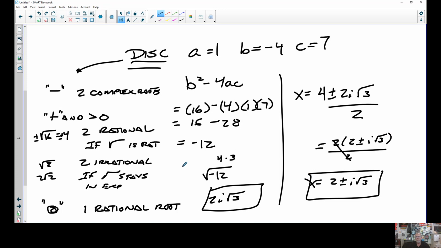Again, they could ask you to find the discriminant value. Like in this case, the discriminant value was -12. And they could ask you then what was the number and type of roots. That is 2 complex roots.